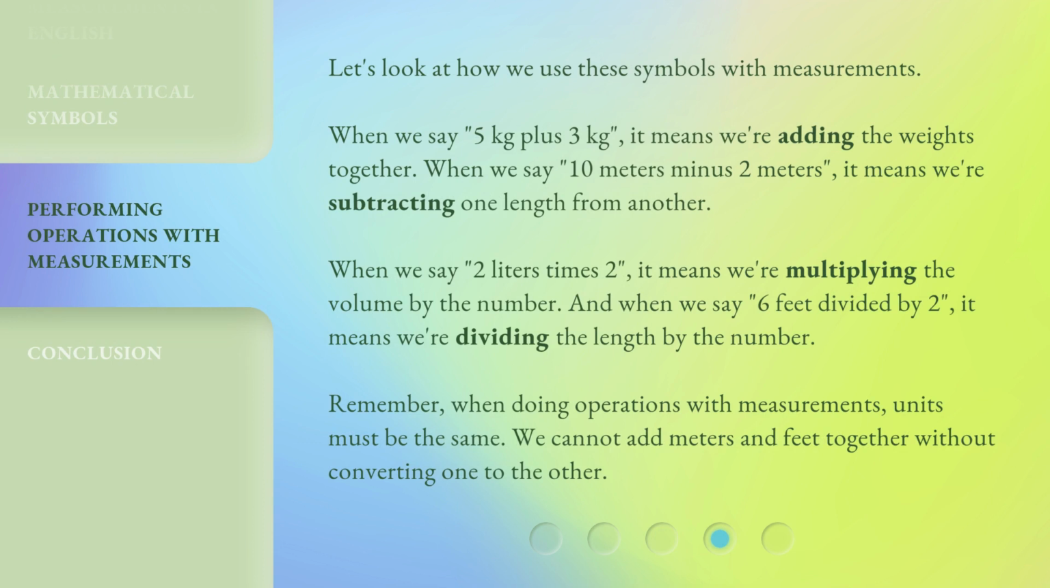Let's look at how we use these symbols with measurements. When we say 5 kilograms plus 3 kilograms, it means we're adding the weights together. When we say 10 meters minus 2 meters, it means we're subtracting one length from another. When we say 2 liters times 2, it means we're multiplying the volume by the number. And when we say 6 feet divided by 2, it means we're dividing the length by the number.